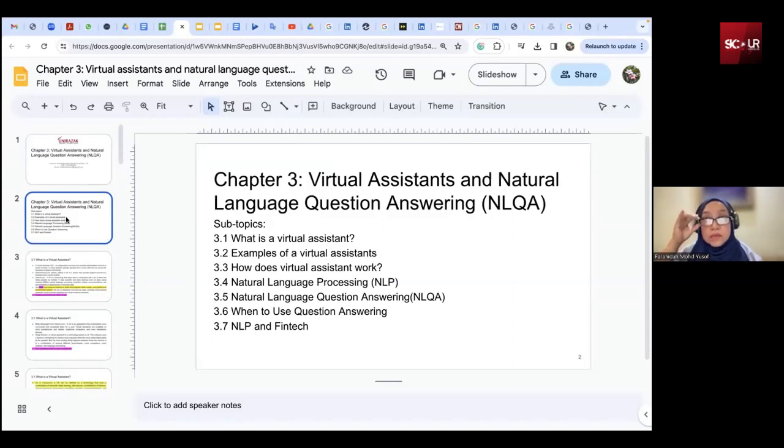Yeah, something like that. But a virtual assistant is like a PA, but it is virtual. It works virtually. And natural language is human language, which is converted to computer language. And then NLQA, answering, means human language is converted to computer language and computer language is converted to human language. Okay. So that is the technology.